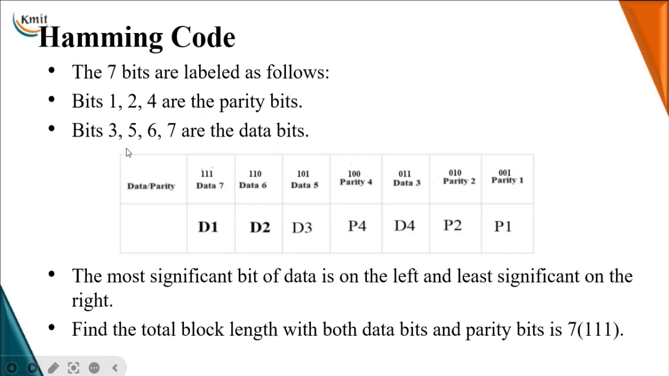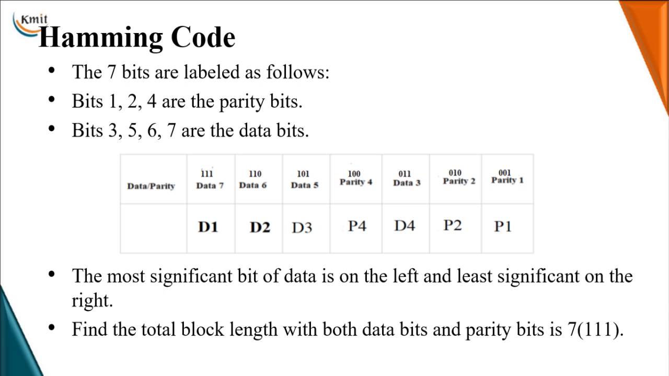Next, we have to allocate where to substitute the data bits and the positions of the parity bits. The parity bits follow the powers of 2: 2 power 0, 2 power 1, 2 power 2. So 2 power 0 is 1, 2 power 1 is 2, and 2 power 2 is 4. The remaining positions are filled with the data bits.